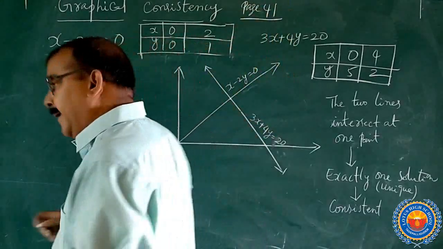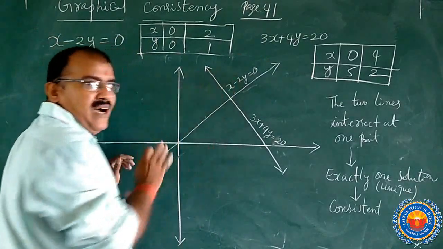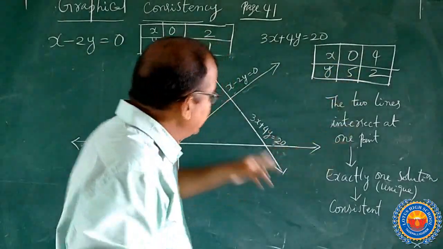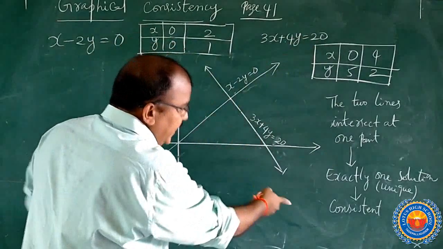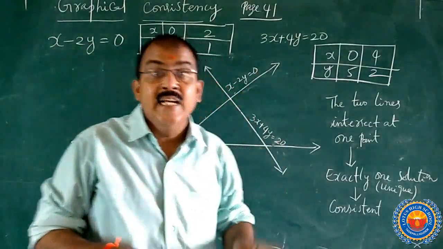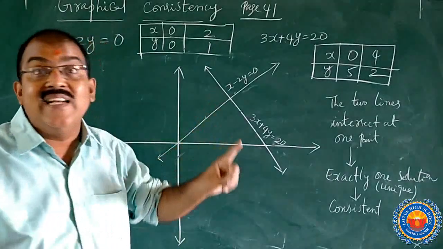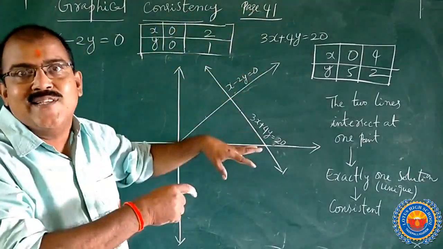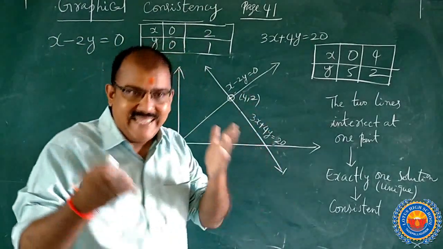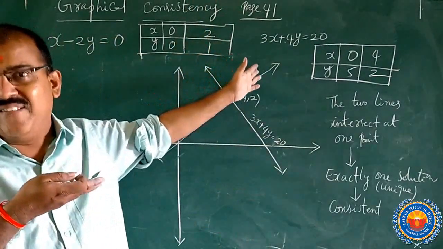You can understand easily. You take the first equation x minus 2y, plot the points and join the points, you get a straight line. You take the second equation, 3x plus 4y is equal to 20, plot the points, join the points. The important thing is these two lines will intersect at one point, especially in this particular example. They intersect at (4, 2), which is the solution of the pair of linear equations graphically.